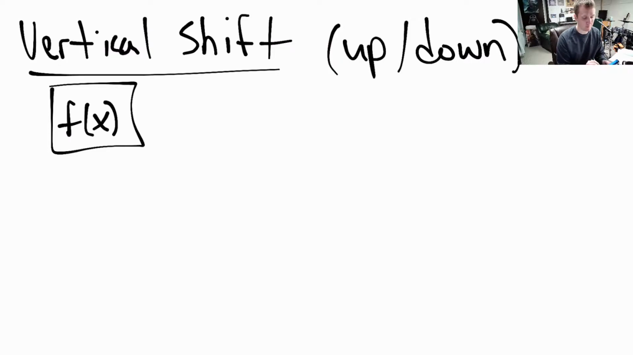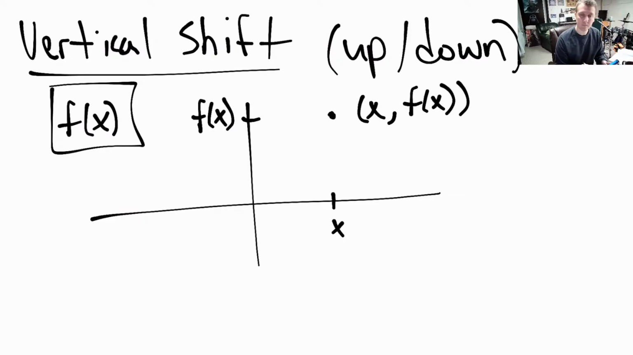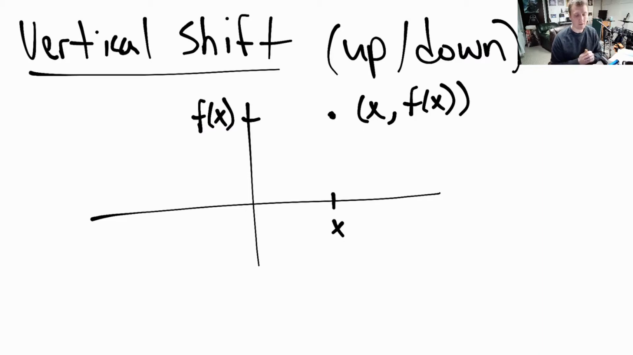Okay, and what is that output? So you take an x and you get some f of x. You get some height for it. So you plug in the x, you do whatever you need to with it, and you do the computation to get that height, which corresponds to a point, x, f of x. Okay? So how do you shift a function up or down? Well, how do we take this point and move it up or move it down?